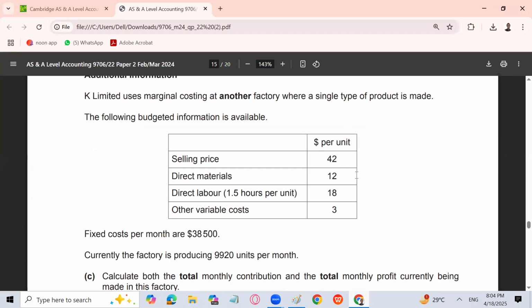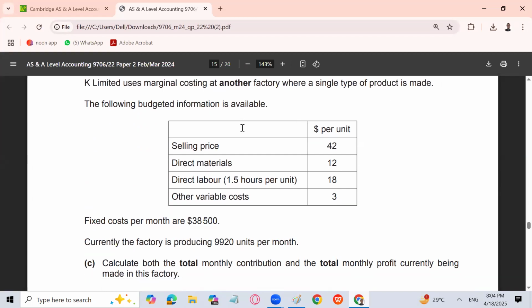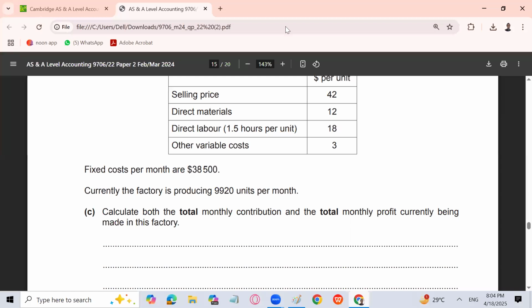K Limited uses marginal costing at another factory where a single type of product is made. The following budget information is available. Selling price is given 42. Direct material is also given per unit 12. Direct labor 1.5 hours per unit 18. Other variable cost 3. 12 plus 18 is 30, 30 plus 3 is 33. So 42 minus 33, you will get the contribution per unit, which is 9. Fixed cost per month is 38,500. Calculate both the total monthly contribution and the total monthly profit currently being made in this factory.